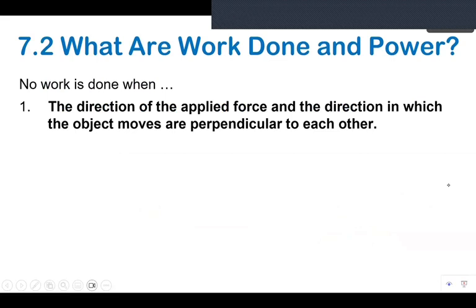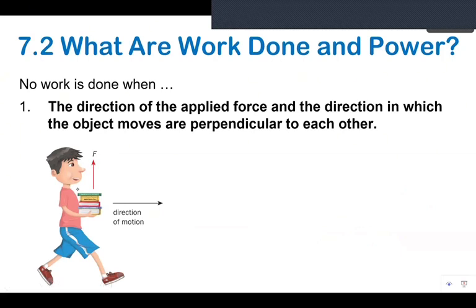Okay, so no work is being done when the direction of the applied force and the direction in which the object moves are perpendicular to each other. An example is over here. A boy is carrying a pile of books, so he needs to exert an upward force to lift the books at this height. He maintains the books at this height and walks forward. So the movement of the books is forward, while the force exerted by the boy on the books is upwards. So we say that the force is perpendicular to the movement of the books. So there is no work done by the boy on the books.